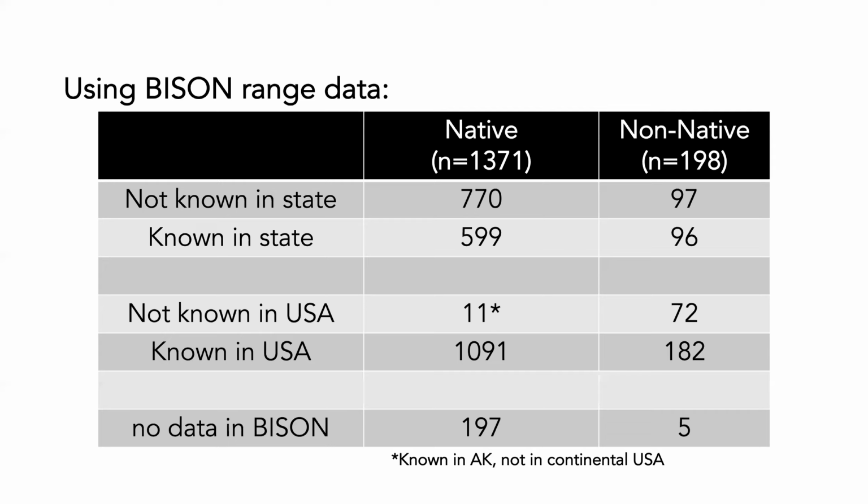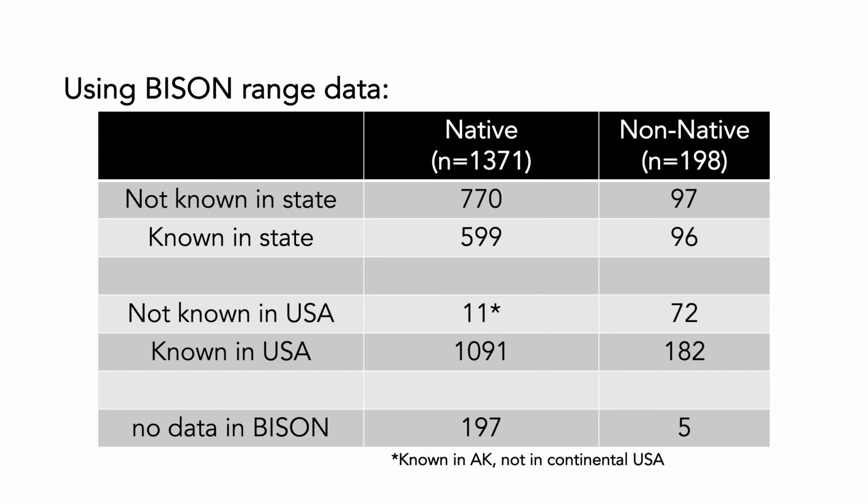Now, of those 1,300, about 1,100 were known to be in the United States. And 11 of them, I need to point out, were known to be in Alaska. So they were in the United States, but they were not known to be in the continental United States. And so it's probably something that is found in the northern tier states of the US, but just had not been recorded, at least not in the Bison database.